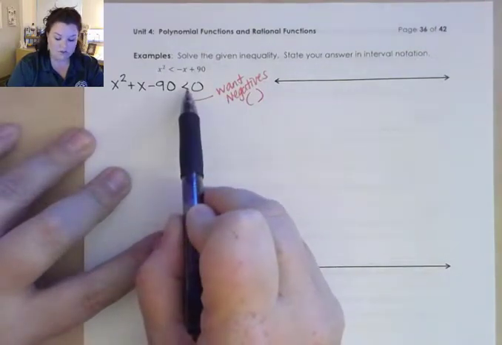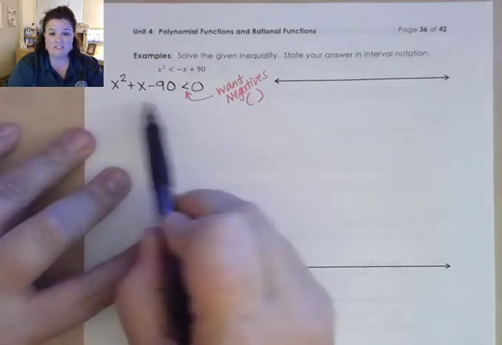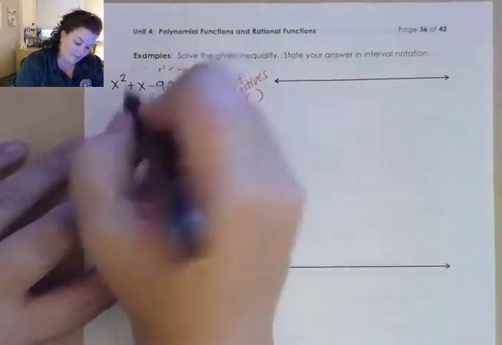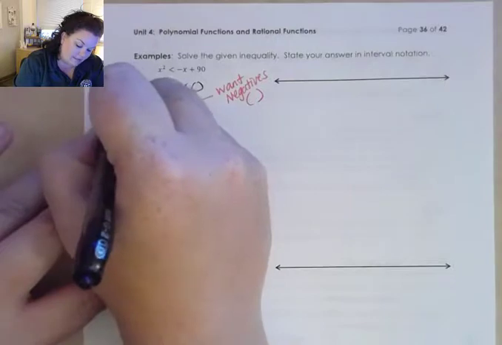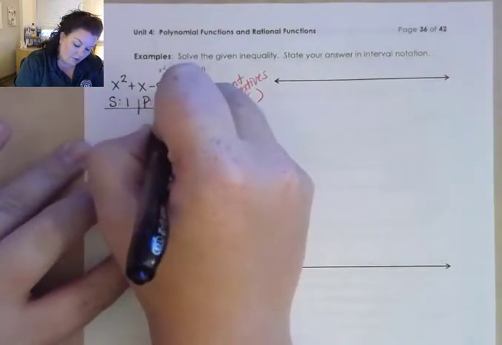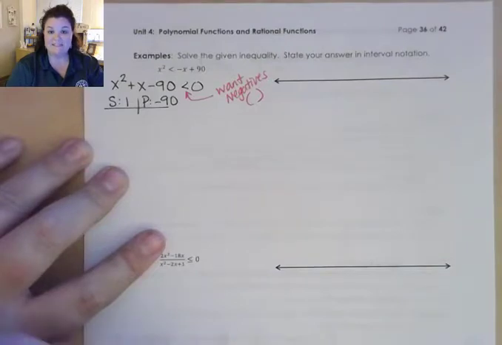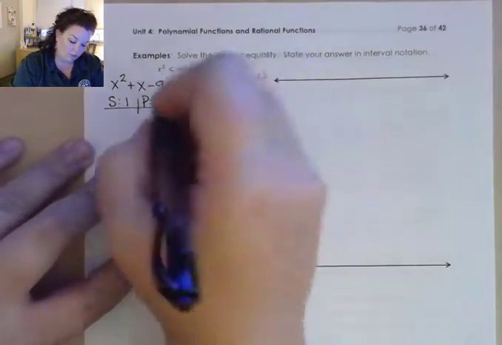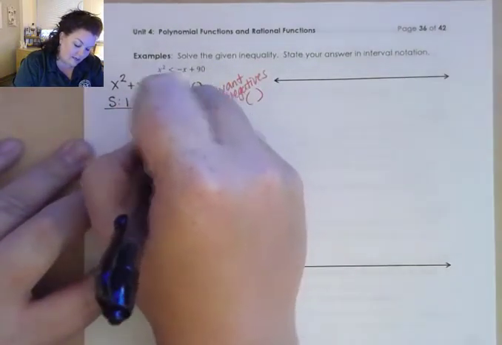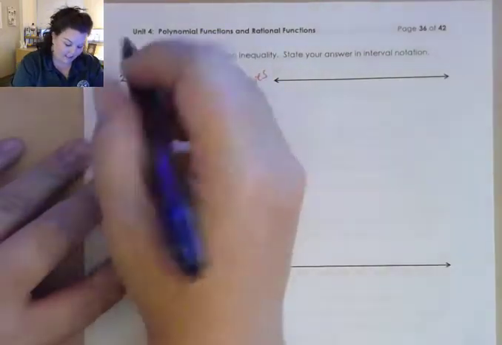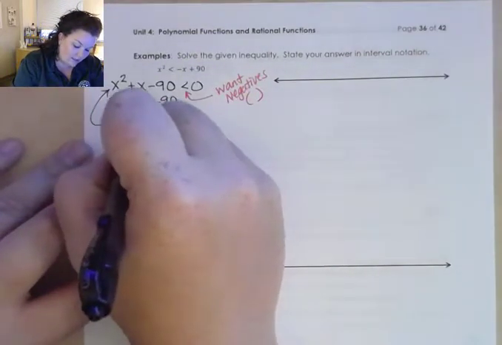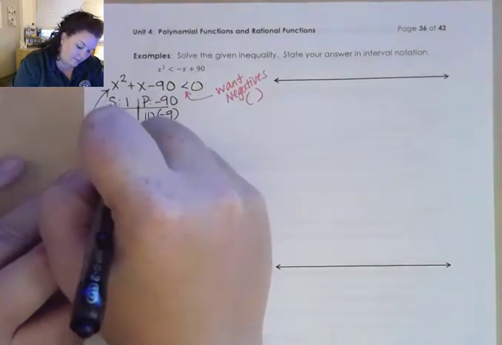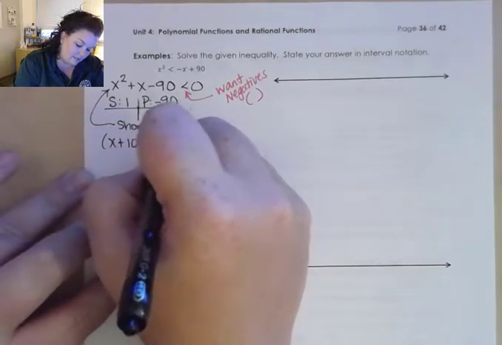Okay, all right. So now that I've determined what type of intervals I want and what type of symbols I'm using, I'm no longer going to consider this a less than. I'm going to solve this just as if it was an equal to. So I'm going to do sum product so that I can get this factored and find my zeros. So when I do my sum product chart, my sum is going to be a positive 1 and my product is going to be a negative 90. So I need something that multiplies to negative 90 that combines to 1, which would have to be 10 and negative 9, right? And because my leading coefficient is a 1, I can use my shortcut. So that tells me that this factors into x plus 10 times x minus 9.